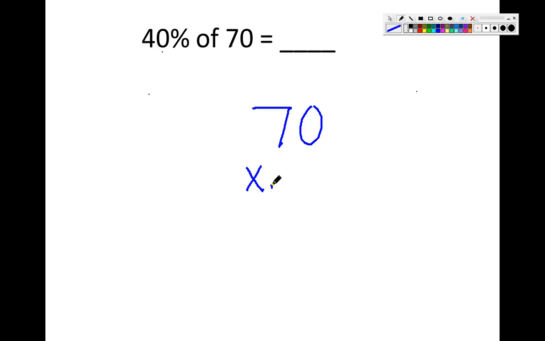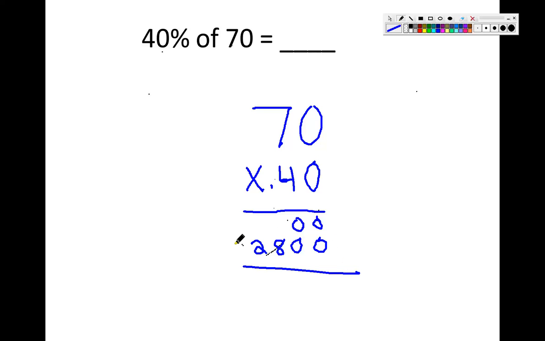Well, hopefully you're telling me that it is 0.40, because that's what it is. 70 times 0.40. 0 times 0 is 0, 0 times 7 is 0, so nothing much happens in that first step. We go to the next row down, start with a 0. 4 times 0, 4 times 7 is 28. Add them up. Not really much point in adding because we're just adding plus 0, so that's just going to turn out to be 2800.